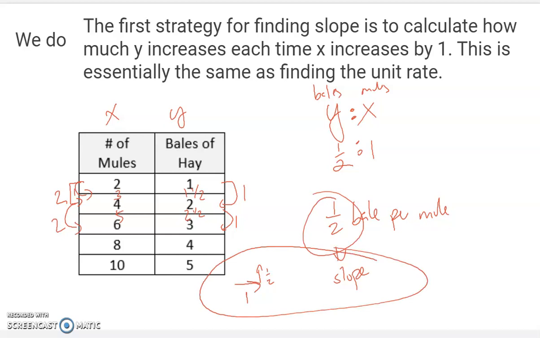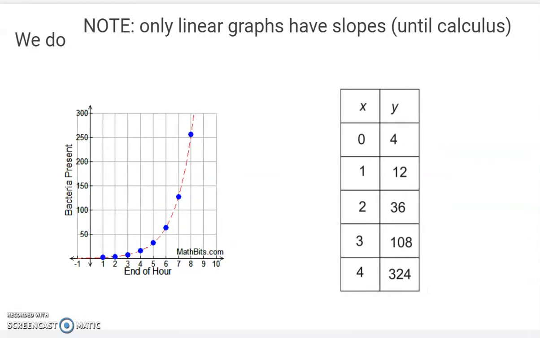Okay. Last little note, only linear graphs have slopes. So we would just not say this, it's not that it has a slope of 0, it just doesn't have a slope. We wouldn't calculate slope here. We wouldn't calculate slope here. It's not linear. Slope is a feature of lines and lines alone.